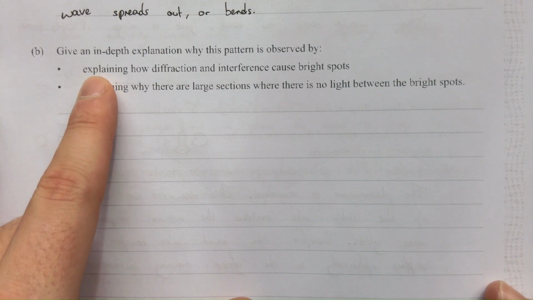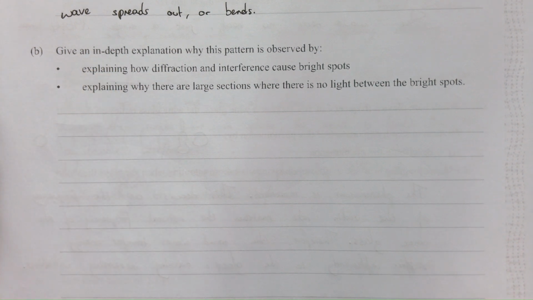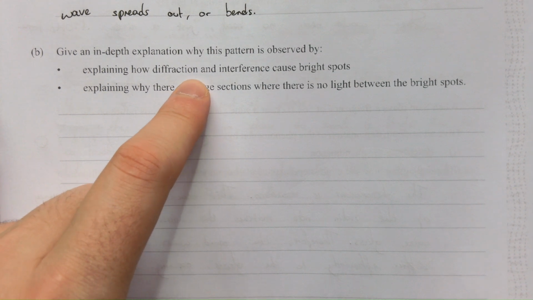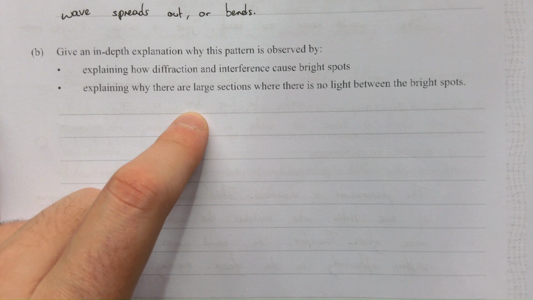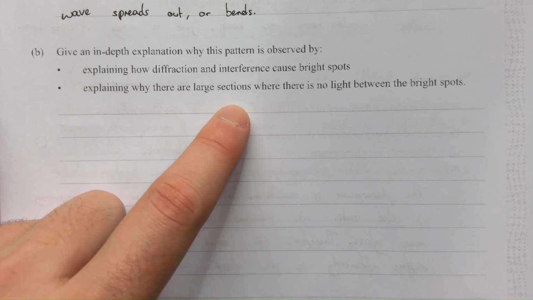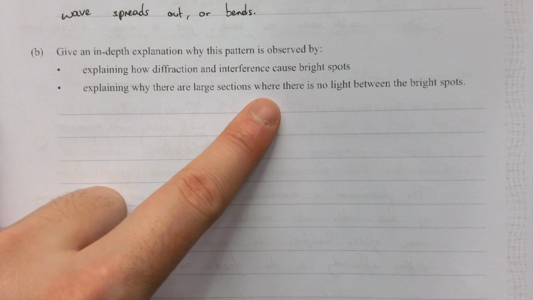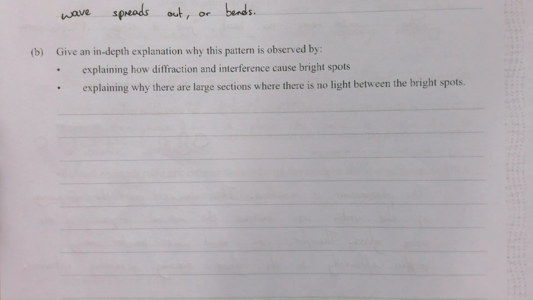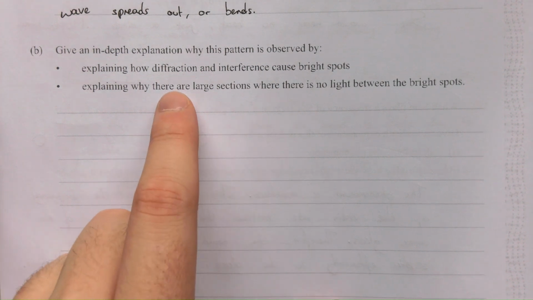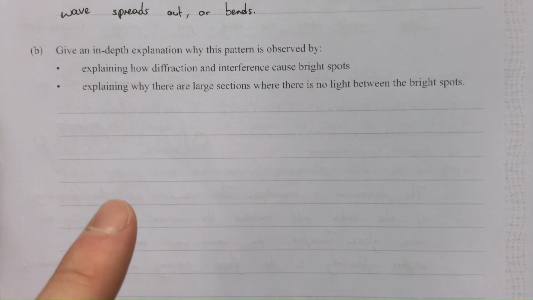Part B. Give an in-depth explanation as to why this pattern is observed by explaining how diffraction and interference cause bright spots and explaining why there are large sections where there is no light between the bright spots. Now, this is an excellent question, so it's quite a substantial answer. We're going to go through it bit by bit. Now, the idea here is this pattern is observed because we've got diffraction happening.